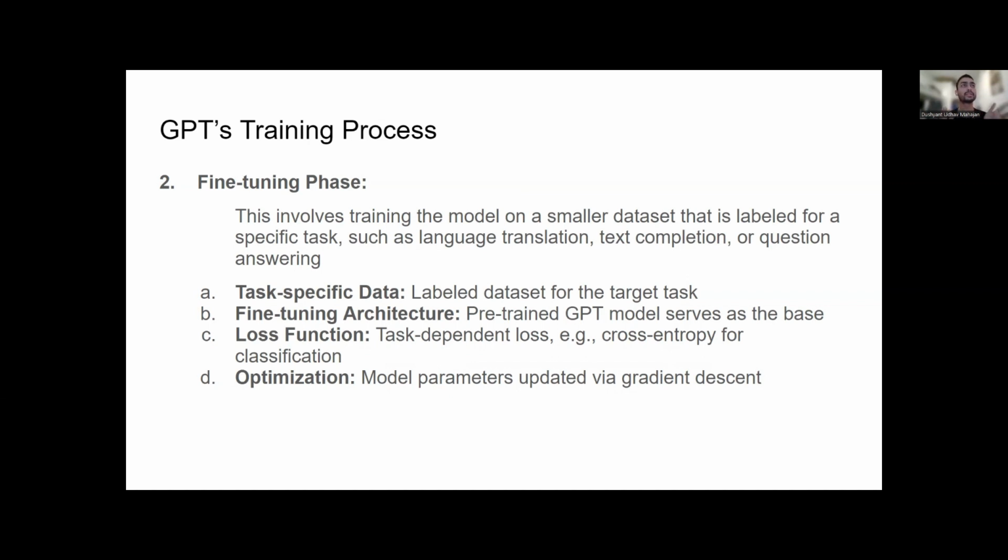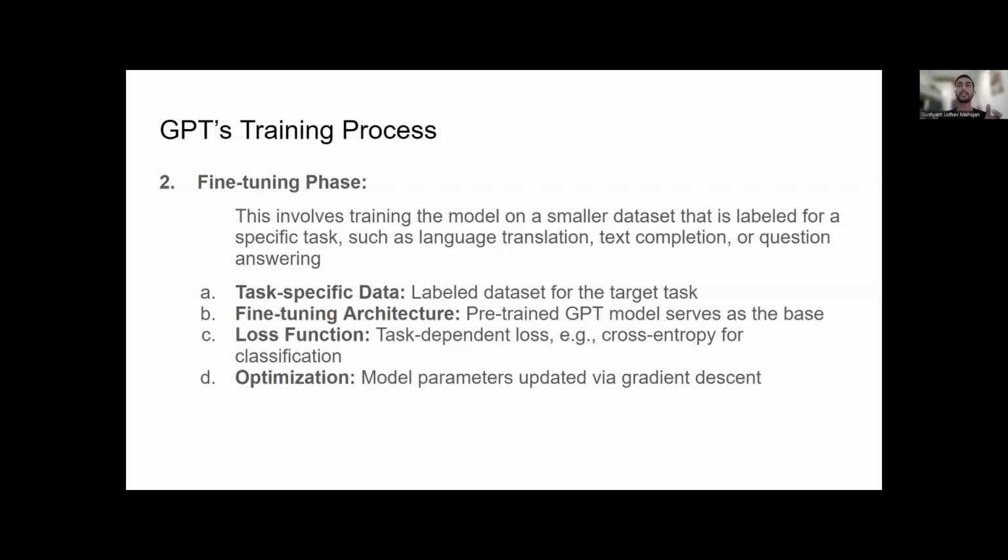Let's look at what is included in the fine-tuning phase. So we need task-specific data. A labeled data set for the desired task is prepared. For example, if the task is sentiment analysis, the data set would contain text samples paired with their corresponding sentiment labels. Then we also fine-tune the architecture of the GPT.